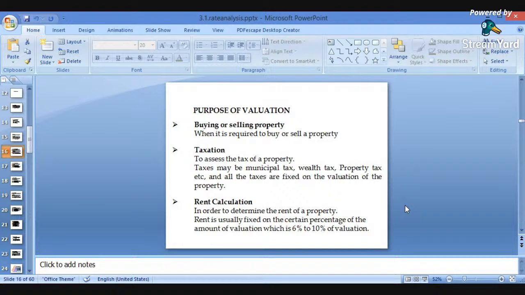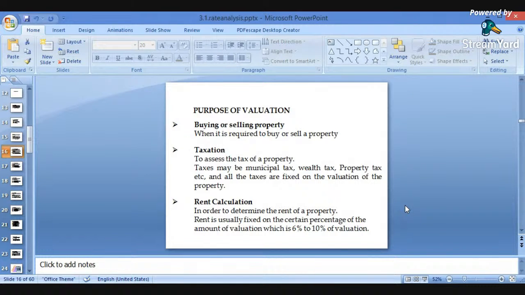Again, the next important purpose for valuation is taxation. In order to fix the tax with the current rates, this valuation is important. So valuation is also important for the fixing of taxes: to assess the tax of a property. Taxes may be municipal taxes, wealth taxes, property taxes, etc. And all the taxes are fixed on the valuation of the property.